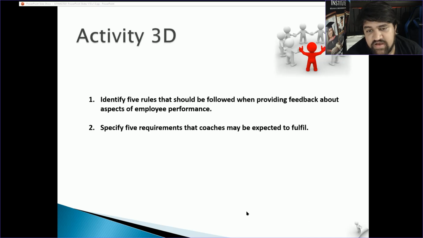Okay, so identify 5 rules. This is activity 3D. Identify 5 rules that should be followed when providing feedback about aspects of employee performance.